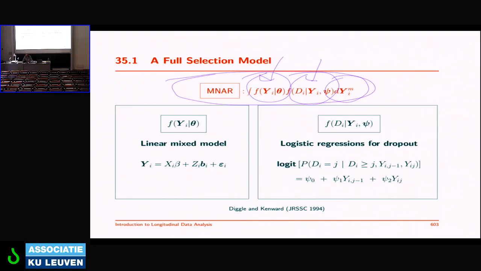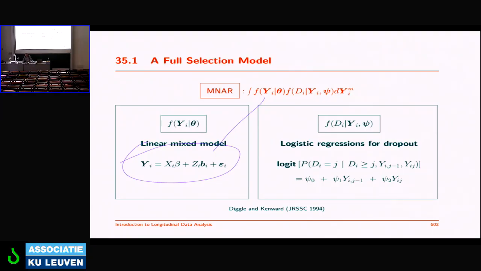So, what could I do? Well, if my outcome is continuous, I could, and that's just one way of doing it, choose a linear mixed model for the outcome, and then maybe, as Diggle and Kenward have done, consider logistic regression for dropout. Now, I must emphasize that this is an example. It's not the way of doing it. It's a possible way of doing it.